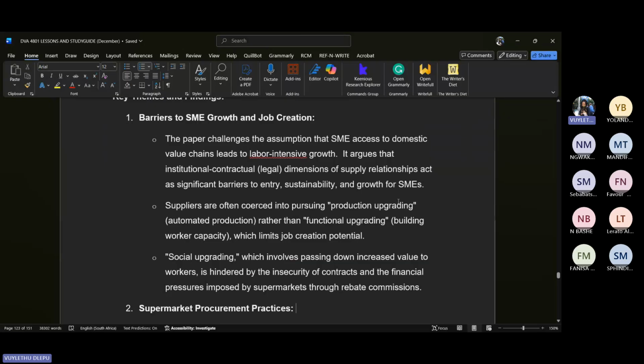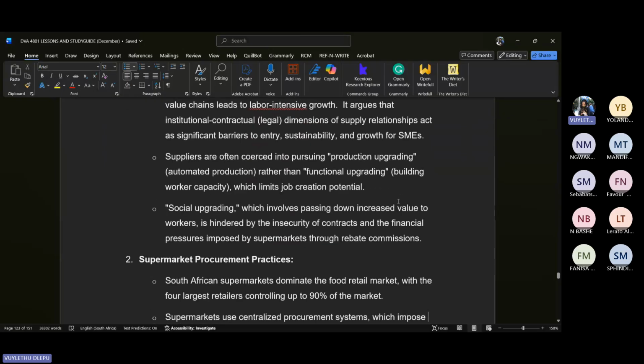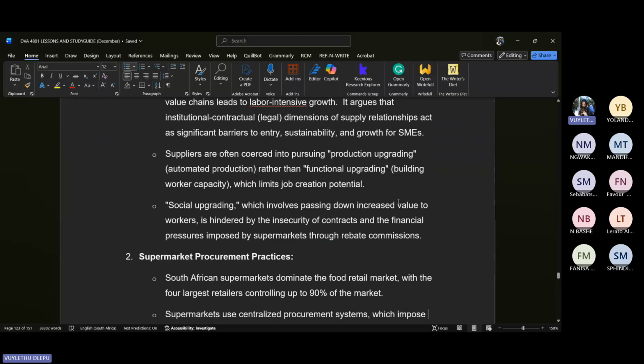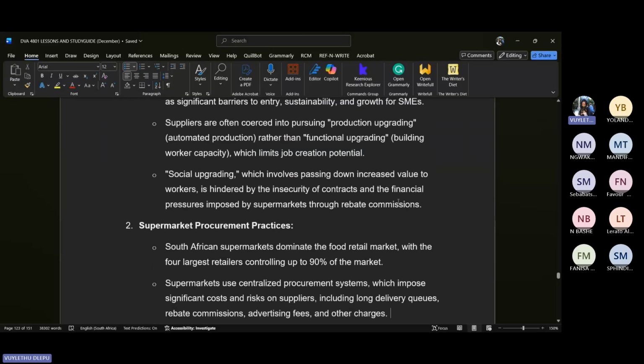Suppliers are often forced into pursuing production upgrading, such as automated production, rather than functional upgrading, building worker capacity, which limits job creation potential. And then the social upgrading, which involves passing down increased value to workers, is hindered by the insecurity of contracts and the financial pressures imposed by supermarkets through rebate commissions.